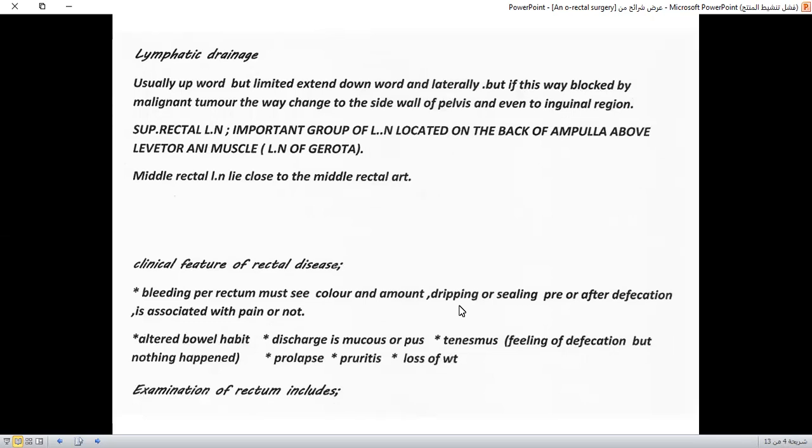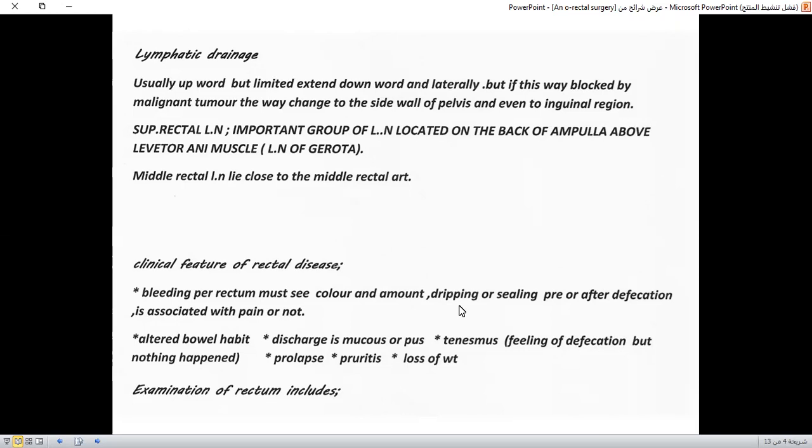Lymphatic drainage usually upward, but limited extent downward. The lower part below dentate line may go to the below, but if this way blocked by malignant tumor, the way change to the side wall of the pelvis and even to inguinal lymph nodes. Superior rectal lymph node, important group of lymph node located on the back of ampulla above the levator ani muscle, lymph node of Gerota. Middle rectal lymph node lie close to middle rectal artery.